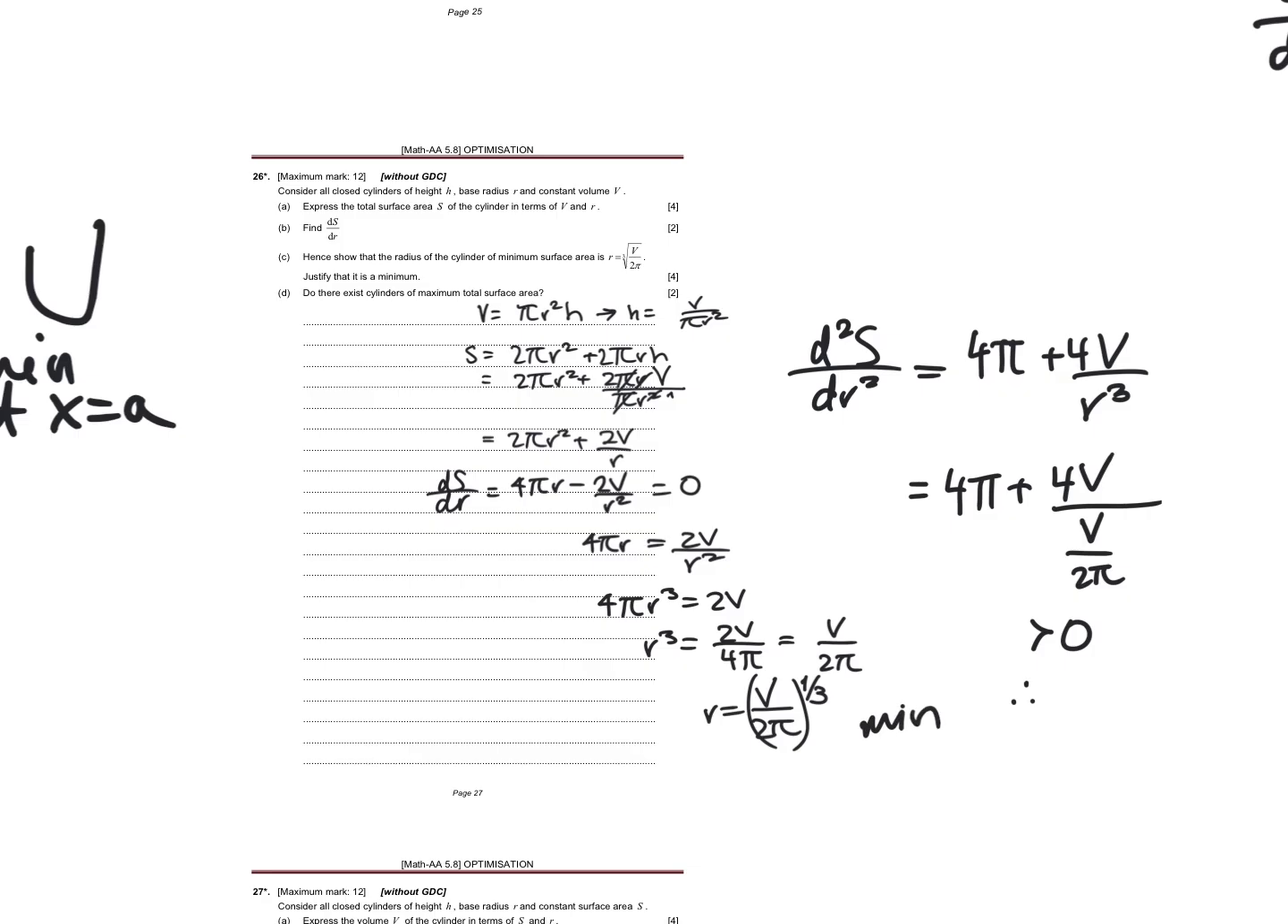Do there exist cylinders of maximum total surface area? So since the second derivative is always greater than 0, there's always a minimum, but there's no maximum.